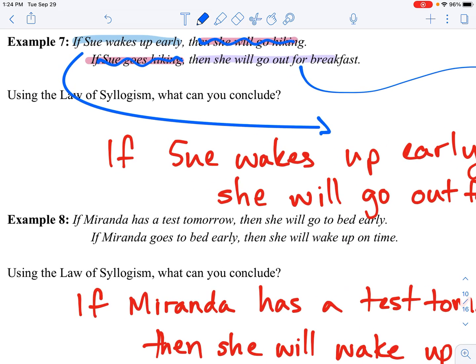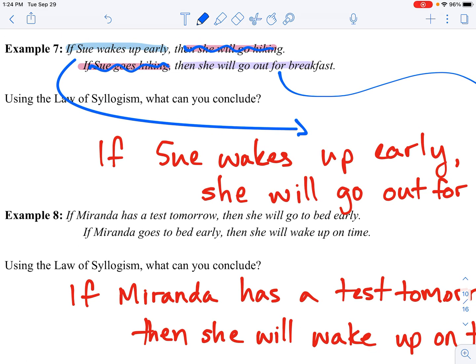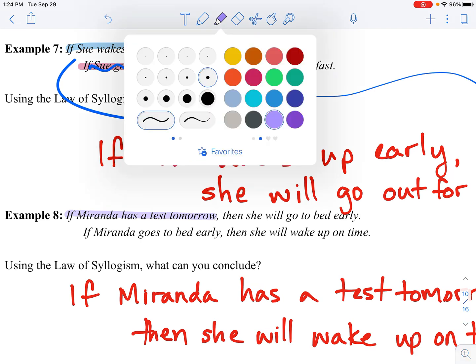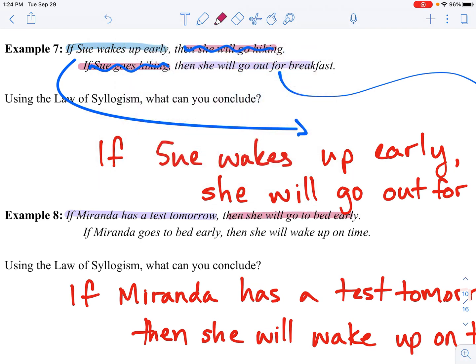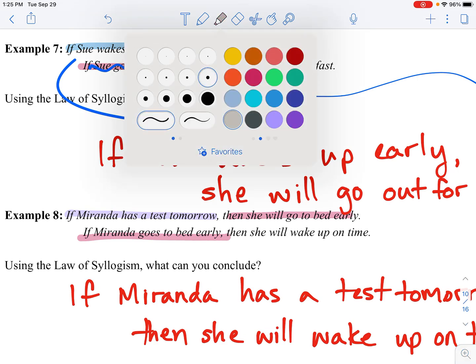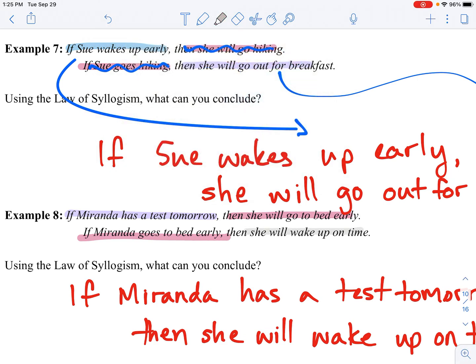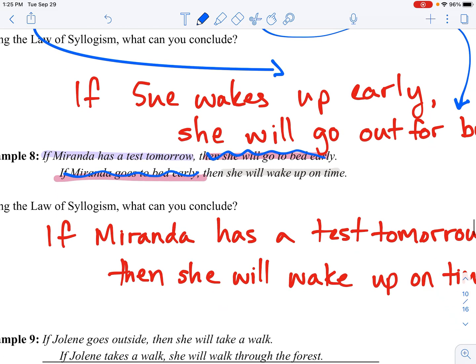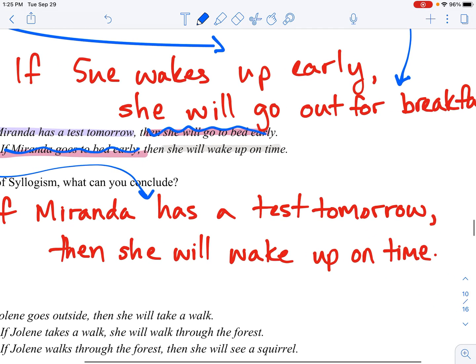If Miranda has a test tomorrow, then she'll go to bed early. So if Miranda has a test tomorrow, then she'll go to bed early. If Miranda goes to bed early, then she'll wake up on time. All right, so we can basically cancel out this middle part that is the same. That means that by the law of syllogism, if Miranda has a test tomorrow, then she will wake up on time.